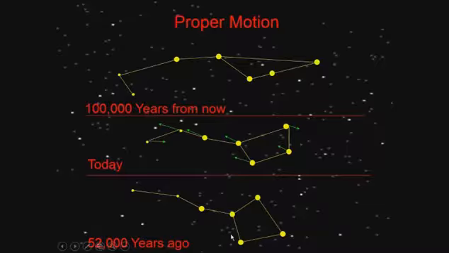That means that 52,000 years ago, this object looked very different. This constellation was kind of misshapen and looked less like a dipper than it did a box on a leash. 100,000 years from now, it actually looks more like a plough or some kind of knife with a long handle than it looks like a dipper.